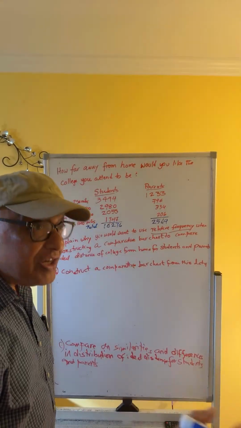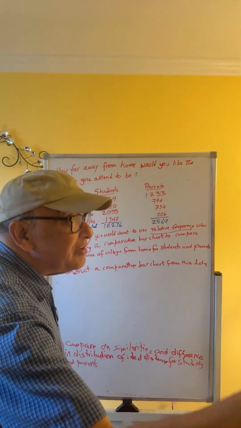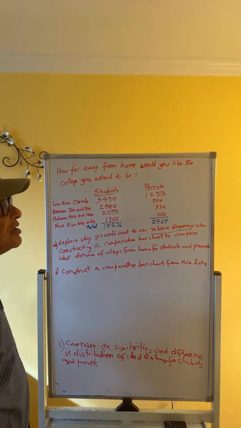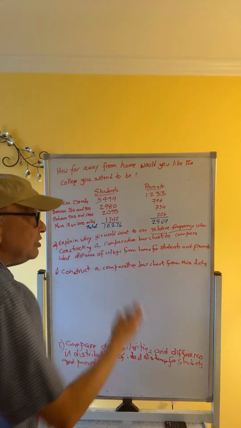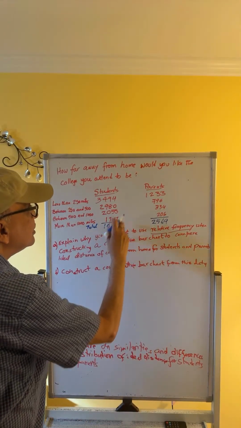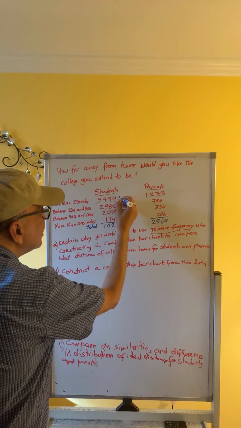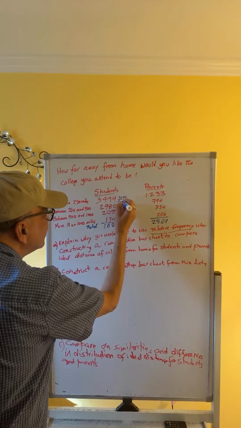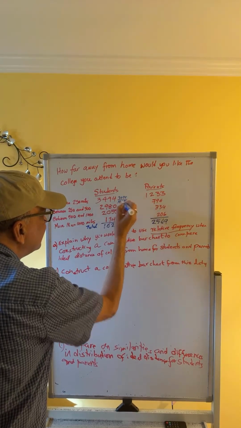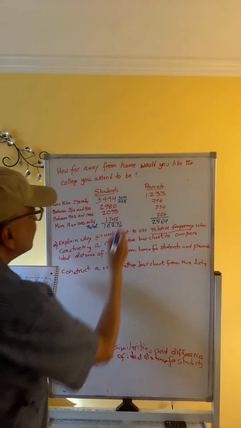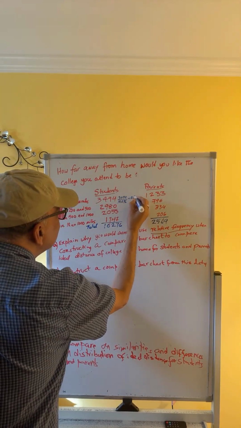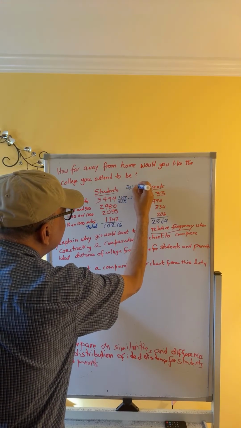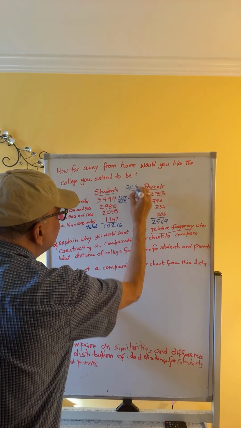You have to convert the number for each category of distance, for students as well as parents, into relative frequency. Again, what is relative frequency? It is the decimal relative to the total. So you take the frequency of each category and divide it by the total. For example, the first one will be 3494 divided by the total 10,276, and that works out to 0.34.